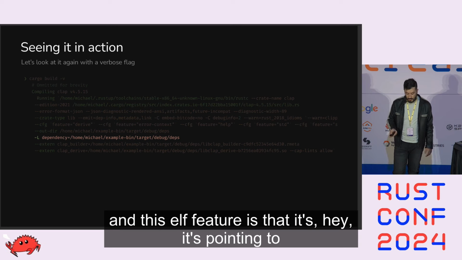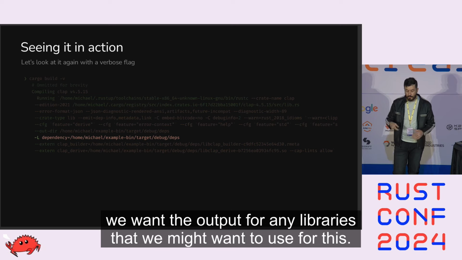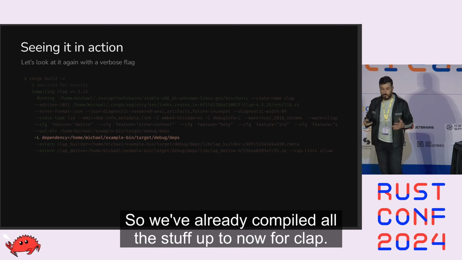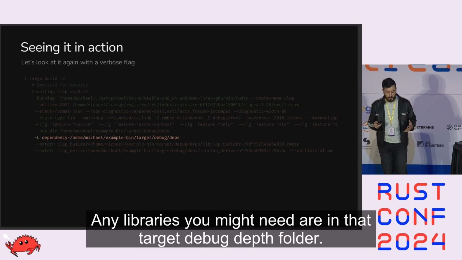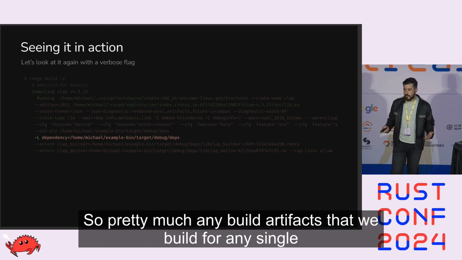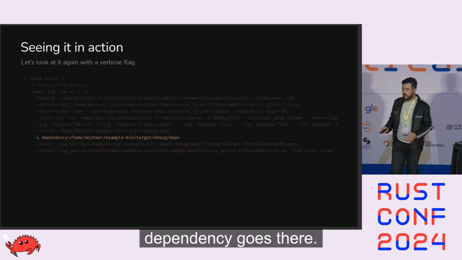And this -l feature is that it's pointing to, we want the output for any libraries that we might want to use for this. So we've already compiled all the stuff up to now for clap. Any libraries you might need are in that target debug deps folder. So pretty much any build artifacts that we build for any single dependency goes there.